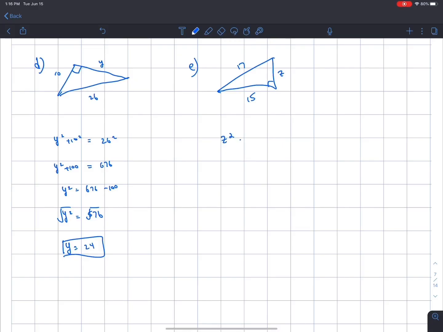We have z squared plus 15 squared equals to 17 squared. Z squared equals to 17 squared minus 15 squared. Z squared equals 64. And now we square root both sides, we get z equals to 8. F.